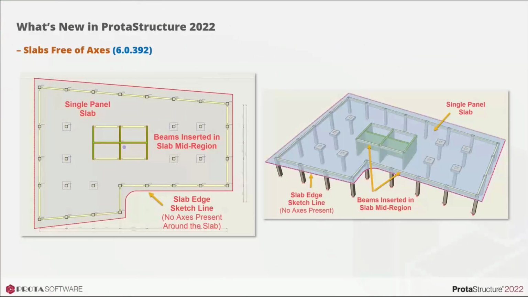With ProtaStructure, slabs now can be inserted inside a slab edge line. In ProtaStructure, we have a tool called an edge line. You can think of it as a polyline or a sketch line. So you can just sketch a polyline and you can insert a slab inside that sketch line boundary. So that means you don't have to define any axis around the slabs anymore. That's the improvement there, and you can insert the beam members inside the slab region.